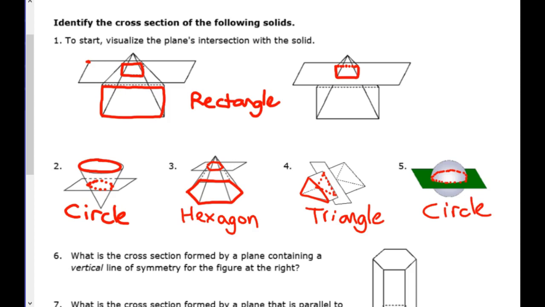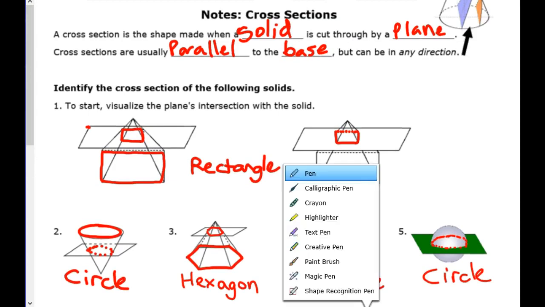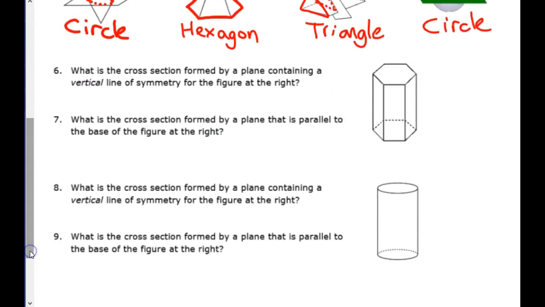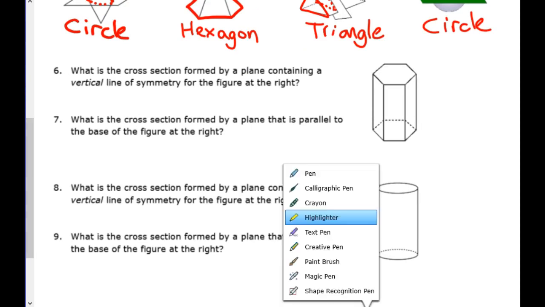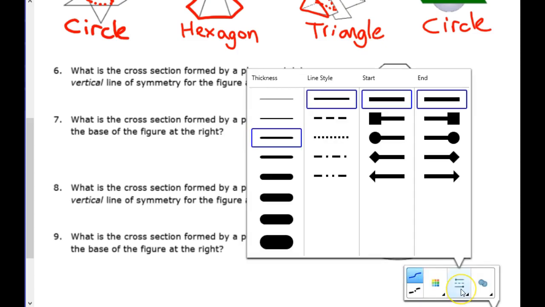So again, the key phrase on all this stuff, let me emphasize this, is parallel to the base. We've been talking about parallel to the base, right? Cool. So look at number 6. It's got a figure, a shape off to the side here. And it asks me, what is the cross-section formed by a plane containing a vertical line of symmetry? I want everyone to see this.